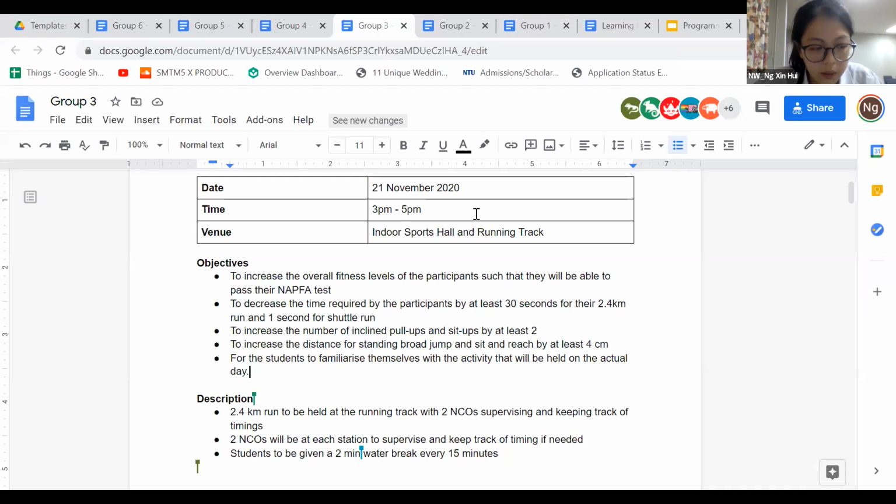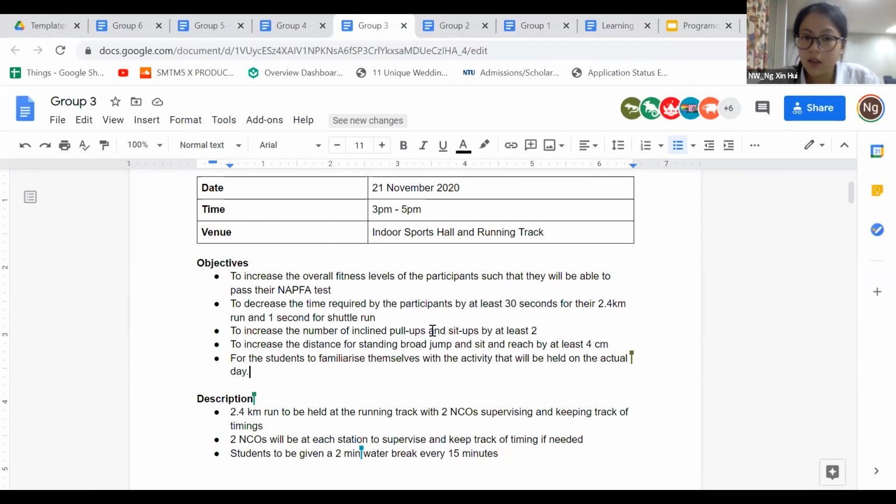So I think what was good about the proposal was that most of the SMART goals were met, right? As you can tell, they were very specific. For example, they want the participants to cut their 2.4 timing by at least 30 seconds and 1 second for shuttle run. So the goals are very measurable. And it's generally very, very specific, very measurable.